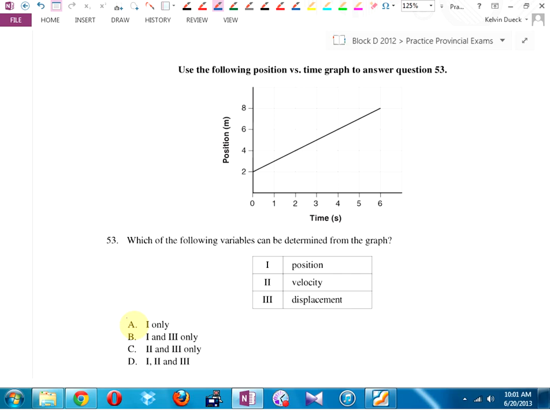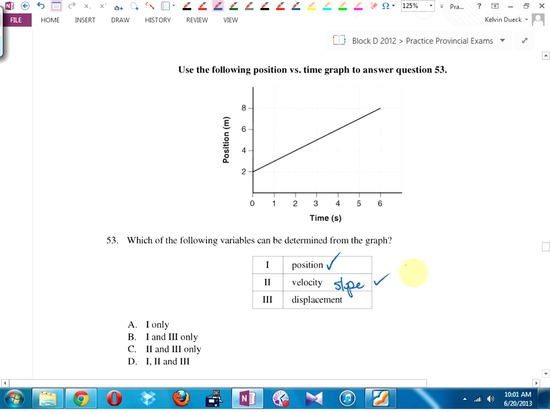Here's a graph. Which of the following variables can be determined from the graph? Can you find your position? What are we measuring on the y-axis? So yes. Can you find your velocity? How do you find velocity if you have a position versus time graph? So yes.